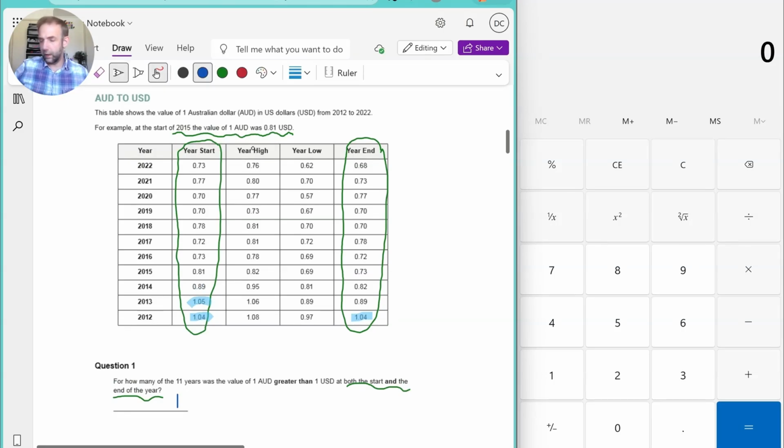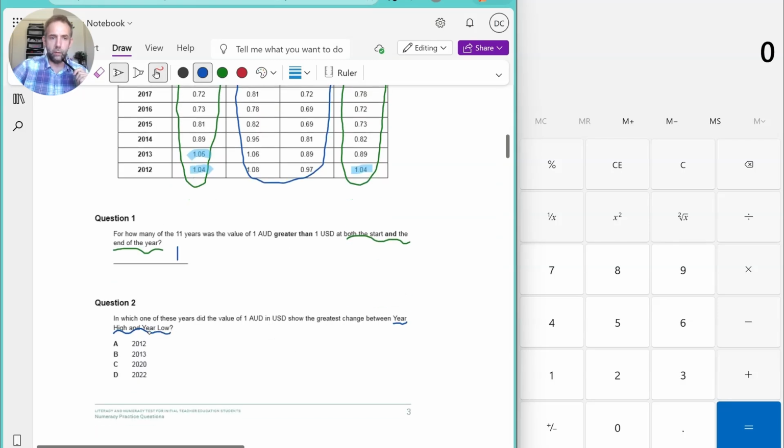So we're looking at the year high and the year low, and we're looking for the greatest difference. So I'm just going to do a big circle around all of the numbers that we're now interested in. We're looking for the greatest difference, but use the multiple choice aspect as well. So we've got 2012, 2013, 2020, and 2022. A key word here is change. I've kind of automatically used the word difference, but with practice, hopefully you'll know that change means to subtract. So does difference, and hence I swapped them over there.